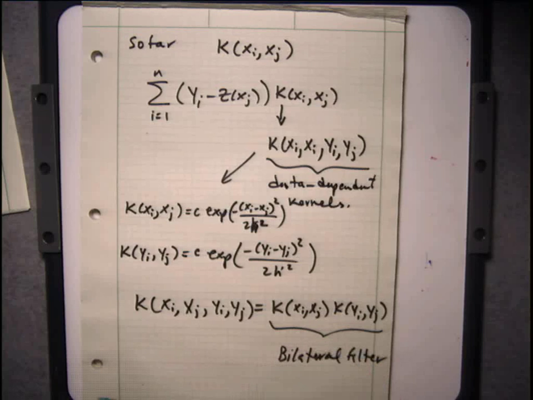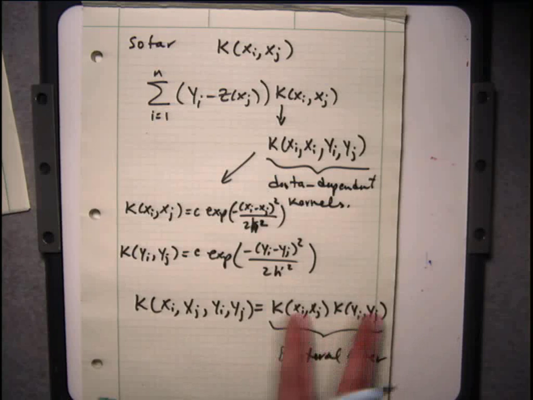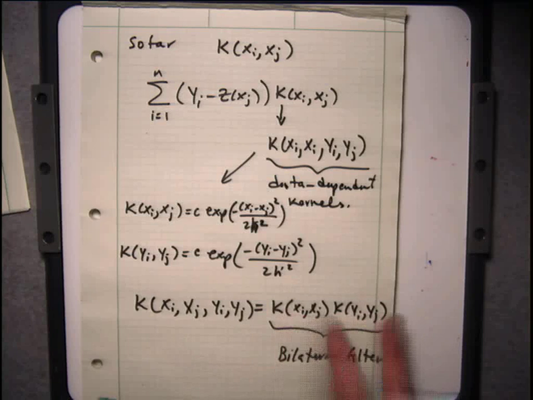Bilateral filter is the simplest example. There are literally dozens of other ones that people have invented. You know, this is very simple. All you're doing is just multiplying two kernels together. They don't have to be that way. They don't have to be separable. They can be all kinds of other things as well.